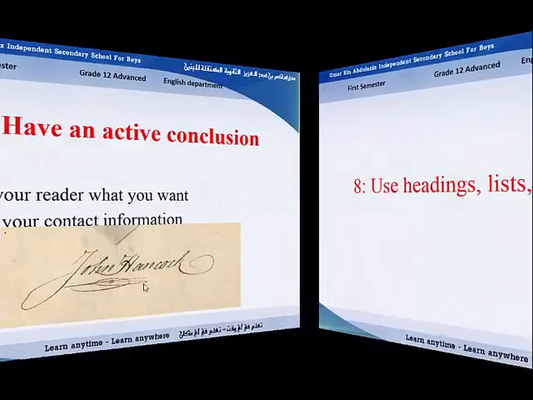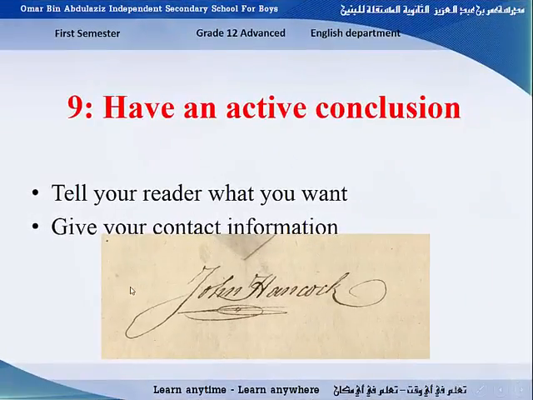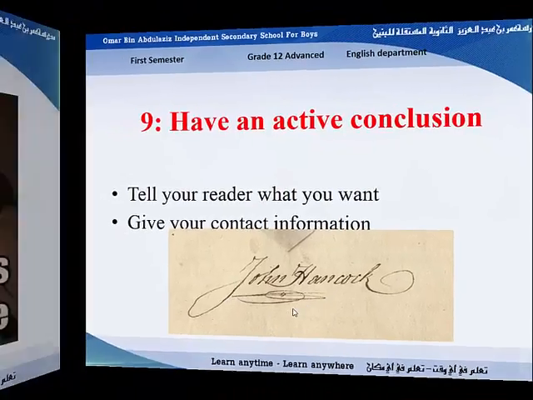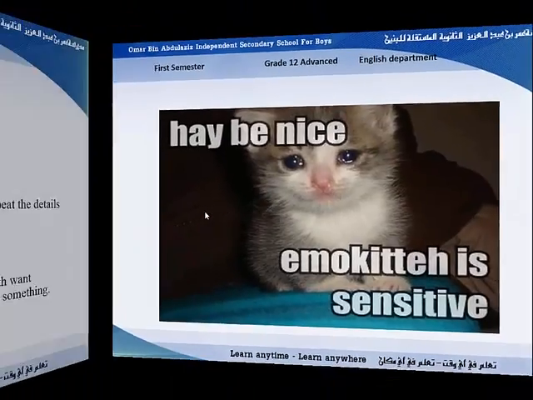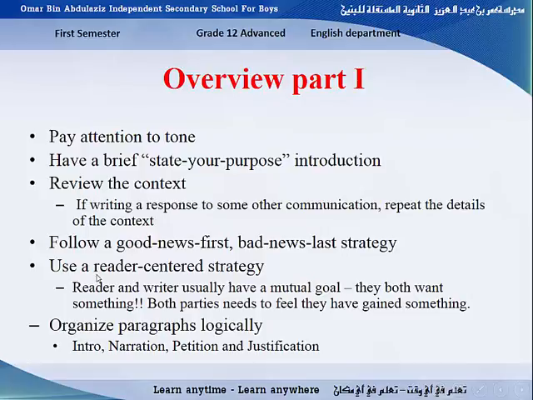Have an active conclusion. Tell your reader what you want. Okay, give your contact information. Hey, be nice. Emoting is sensitive. Be nice when you start writing. Pay attention to your tone. Briefly state your purpose. Review the context. If writing responds to some other communication, repeat the details of the context.